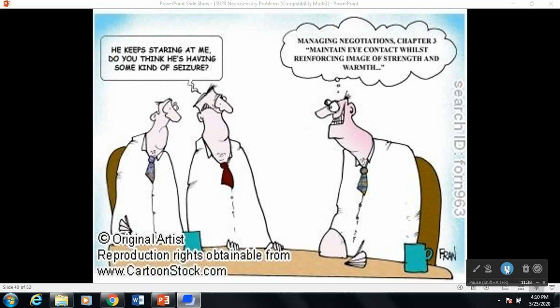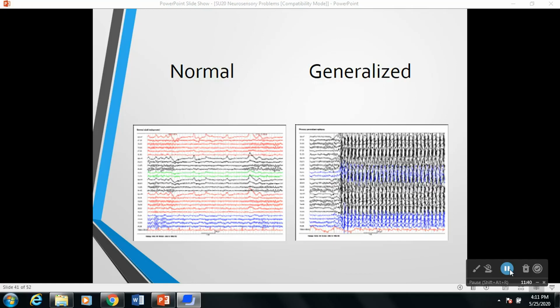Here is a picture of an EEG being done. On the left, you can see a normal one, and on the right, this is somebody who's having a generalized seizure. So you can see all of that brain activity going.